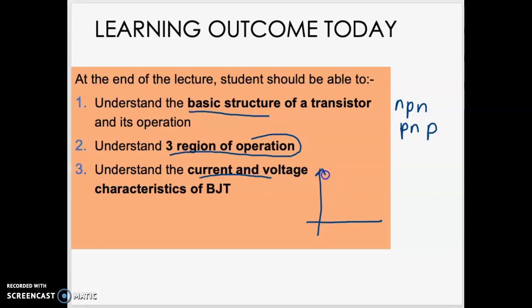As we know, for your diode, your IV characteristic is like this. More than V gamma, the diode will be turned on. Less than V gamma, the diode will be off. So this is forward bias. This is reverse bias. But today we will see what the IV characteristic of your BJT is like.